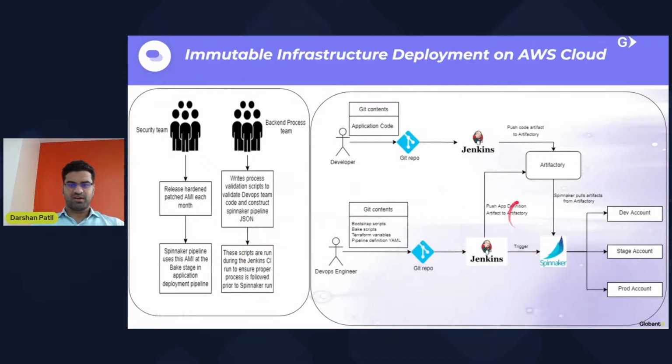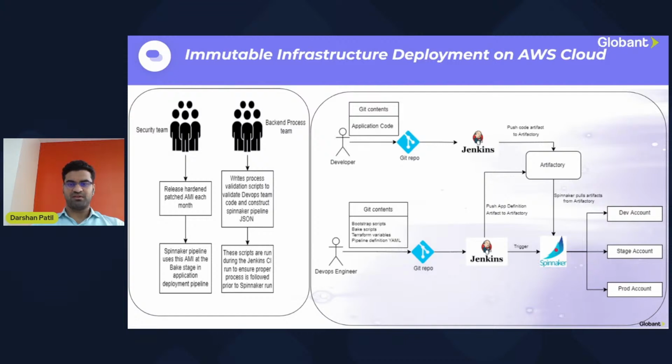Yeah. So once the Spinnaker pipeline JSON is prepared and the validation is done, everything is passed, then that artifact is stored in the artifactory. Then Jenkins triggers the Spinnaker, and the Spinnaker will pick all those artifacts, like the application code artifact and also the Spinnaker JSON file and the bootstrap or bake scripts artifact from the artifactory.